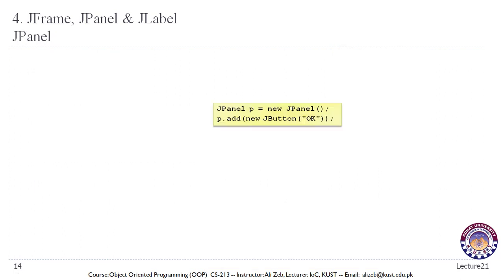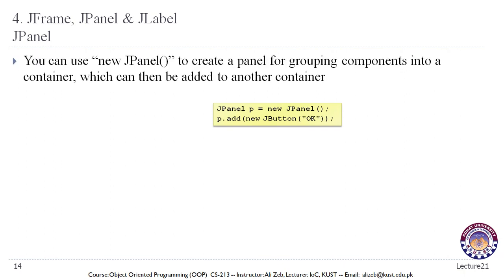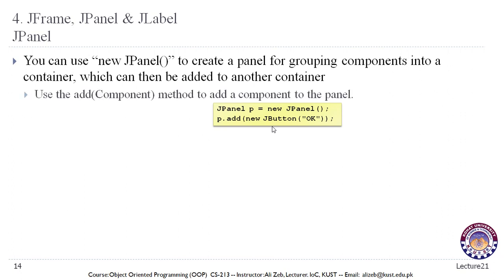The JPanel class, we can create an object of the JPanel class within our JFrame. You can use the new JPanel to create a panel for grouping components into a container, which can then be added to another container. And that other container can be our JFrame, and the components that we might group together can be the buttons or text boxes that we want to put together on our JFrame. Use the add component method to add a component to the panel. So we can use this method to add a component to our panel.